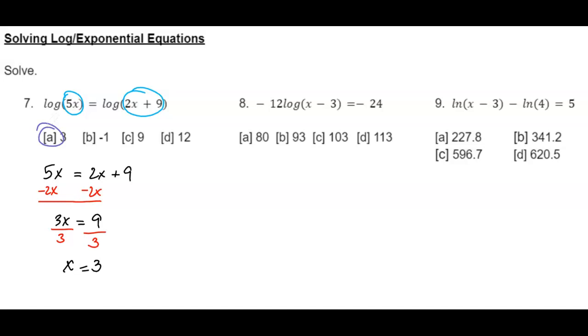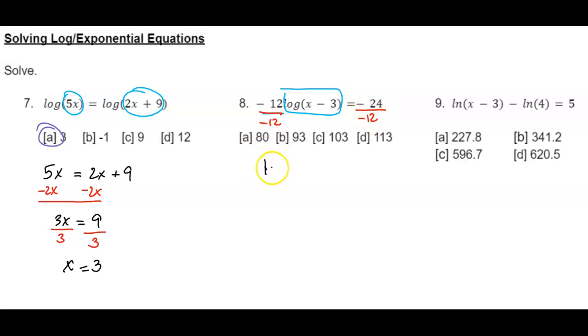All right, now the second one, we cannot use this property we just used for number 7 because I don't have the same log on both sides. So what I do have to make sure I do is get this log by itself so I can convert it. Just like before with the radicals, if there's anything that is keeping me from solving for that x within the log, I've got to move it first. So I'm going to divide both sides by -12 first, to move that -12 to the other side.